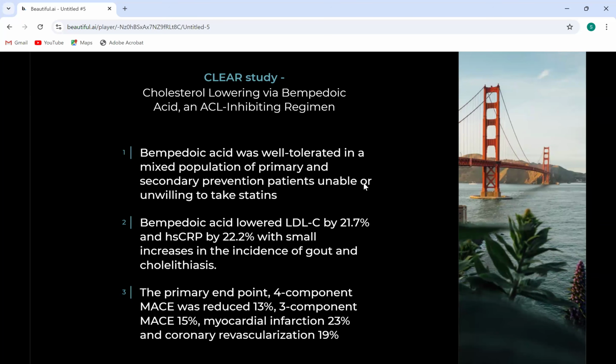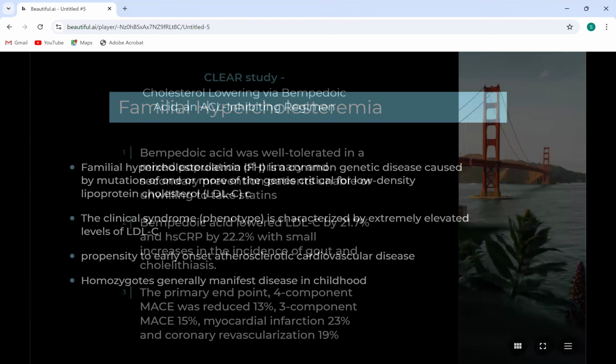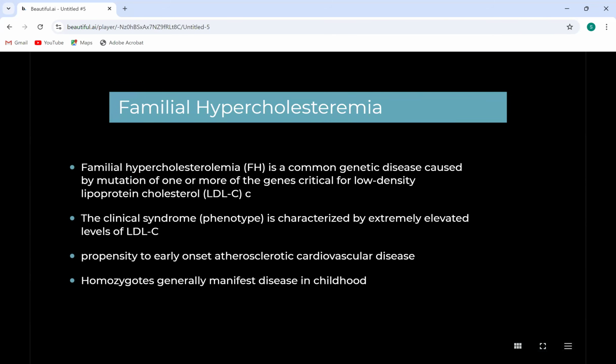So this medication was well tolerated, reduced LDL cholesterol by 21%, and it reduces high sensitivity CRP by 22%. And they looked into 4 primary endpoints, that is myocardial infarctions, coronary revascularization, all-cause mortality, and all that. So it promisingly reduced most of the primary outcomes. So that's a little bit about the medication that you normally use.